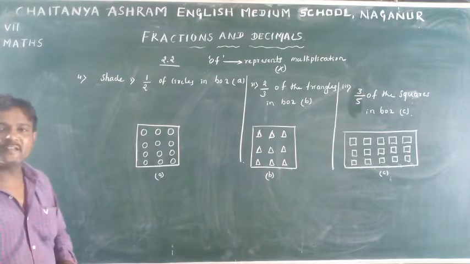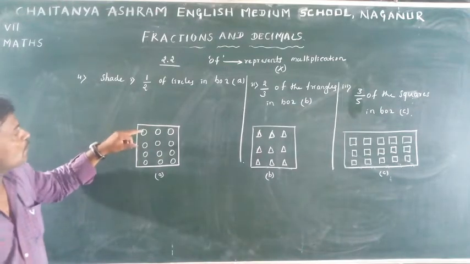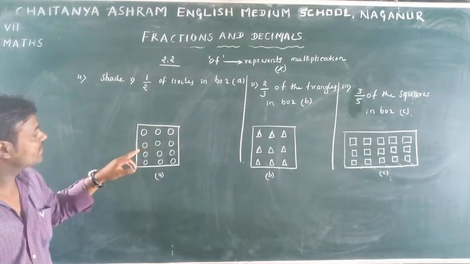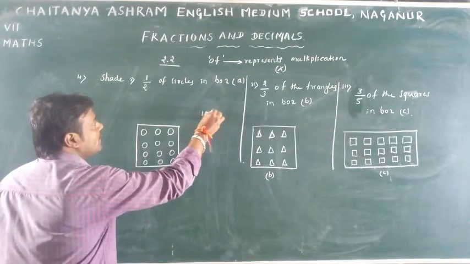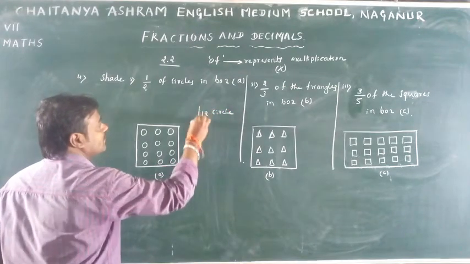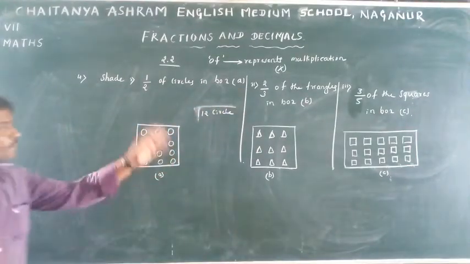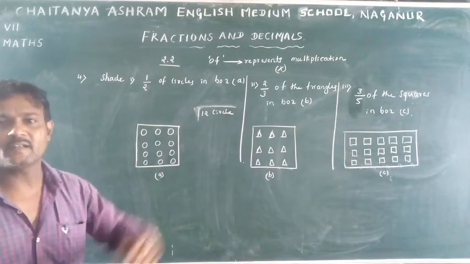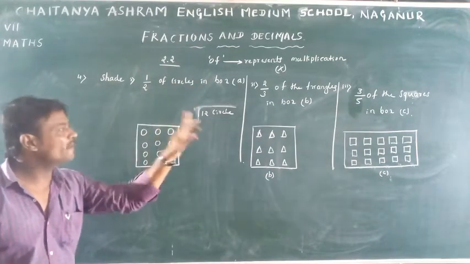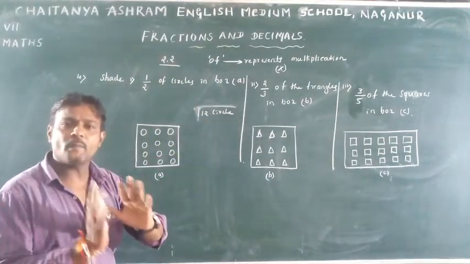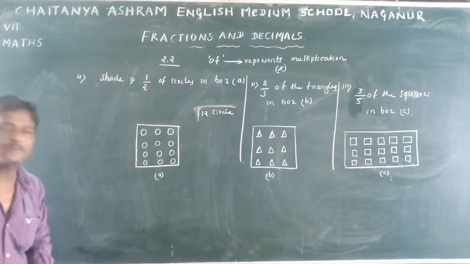Dear children, first count the number of circles in the box. How many circles are there? 1, 2, 3, 4, 5, 6, 7, 8, 9, 10, 11, 12. So there are 12 circles in total. Out of 12, we have to shade some circles. That is given: shade half of the circles in the box. So what is the half of 12? 6, obviously. How many circles do we have to shade? 6 circles we have to shade.